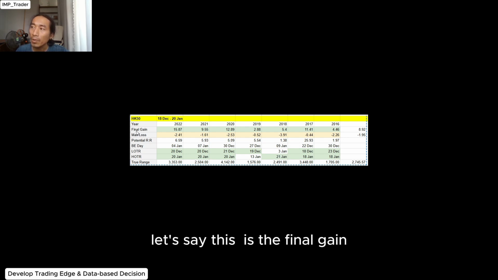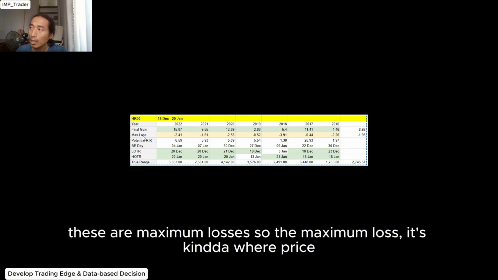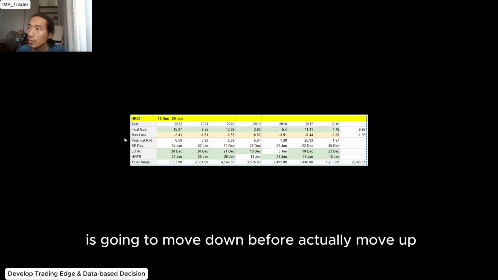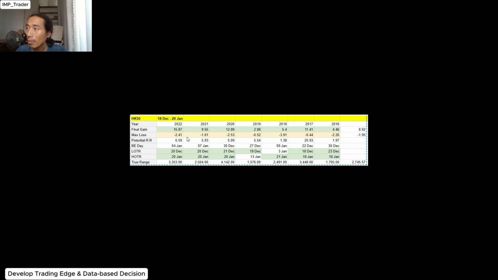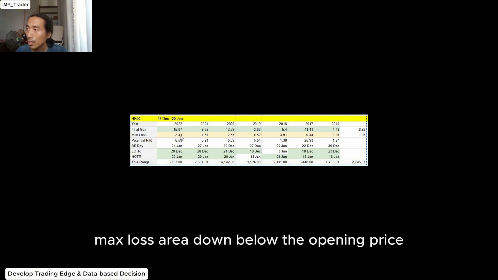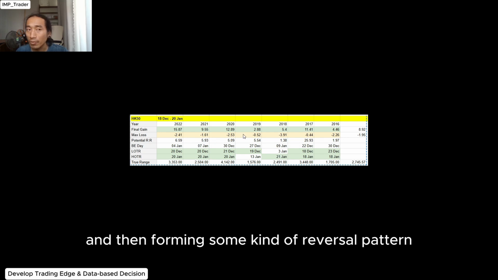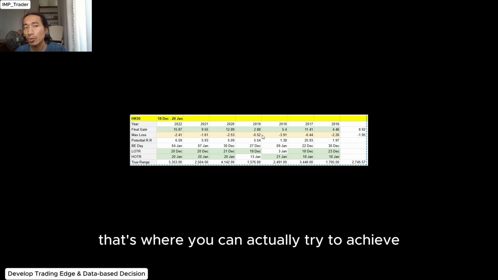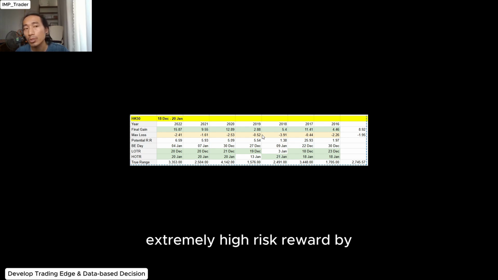So sometimes it is very hard to, let's say this is the final gain, and this is the maximum loss. The maximum loss is where price is going to move down before actually moving up. So if you are a day trader and price travels to this max loss area down below the opening price, and then forms some kind of reversal pattern, that's where you can actually try to achieve an extremely high risk reward by trying to buy near the bottom.